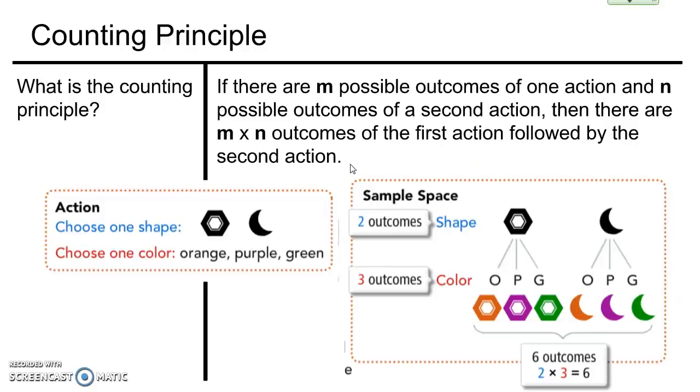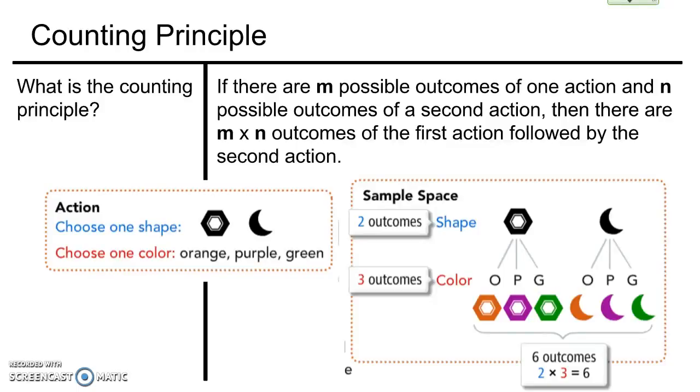So for example, if we are looking for a combination of a shape and a color, how many choices do we have for the shape? 2. How many choices of the color do we have? 3. We multiply 2 times 3 and we get 6. So there's 6 total possible outcomes. If we had counted up from our sample space of our compound events in the last lesson how many possible outcomes, this is the number we would have gotten.